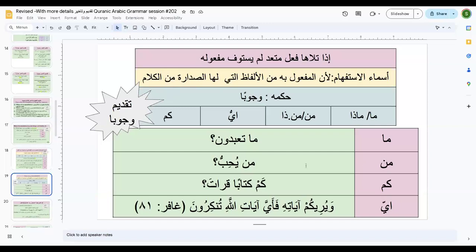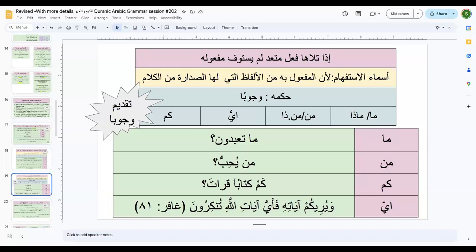The next example, man yuhibbu, who do you like? So here again, man as istifhamia is going to be labeled as maful bihi muqaddam. When you have kam here, kam al istifhamia, what is the indication that this kam is istifhamia? What helped you determine that this kam on my screen is istifham and is not kam al khabariya? Because the tamyiz that you are seeing following kam is in nasb status. Barakallahu fiki. There is no min mentioned. Therefore, we know for sure that this kam is going to be kam al istifhamiya.